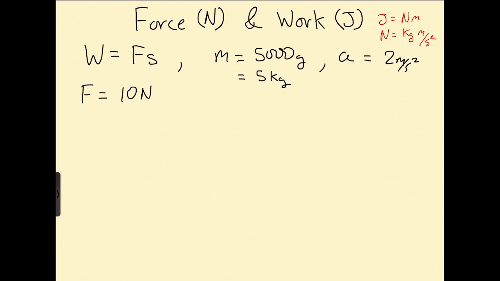So to get the work, we just go ahead and multiply the force by the distance, and that will equal to whatever distance we'd want. We could just say 1 meter, which is basically 10 joules. So if we'll just write that out. So the force would be 10 newtons, and the distance would be 1 meter. And that will equal 10 joules.